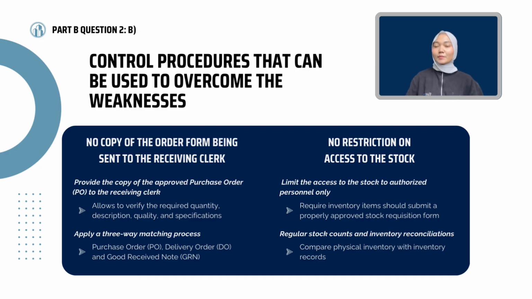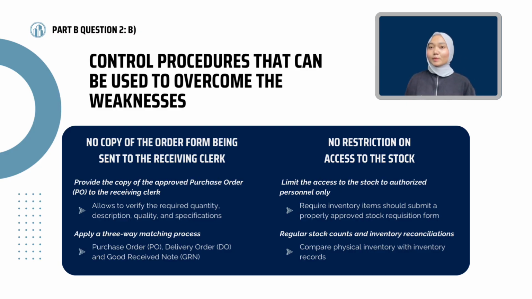delivery takes place. Having this document allows the receiving clerk to compare the goods delivered with the details stated in the purchase order. For example, the receiving clerk can confirm that the correct items have been delivered, the quantity is accurate, and the products meet the required quality and specifications. If any items are missing, damaged, or different from what we ordered, the issue can be identified immediately and reported to the purchasing department or supplier for further actions.